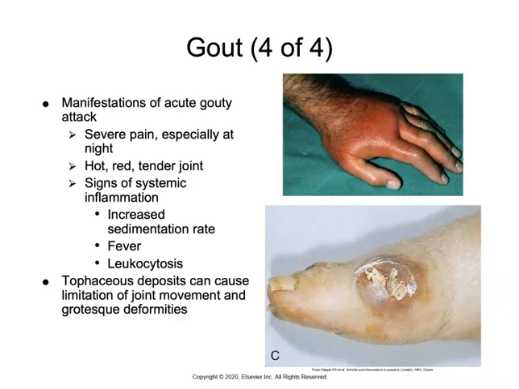So to diagnose this, our gold standard is going to be identifying those MSU crystals in the synovial fluid, and we can find those using polarizing microscopy. We also want to look at the labs and see maybe there's elevated levels of our white blood cells, ESR, or CRP, and we can also use imaging like an ultrasound or dual energy CT to look for deformities or those crystals.